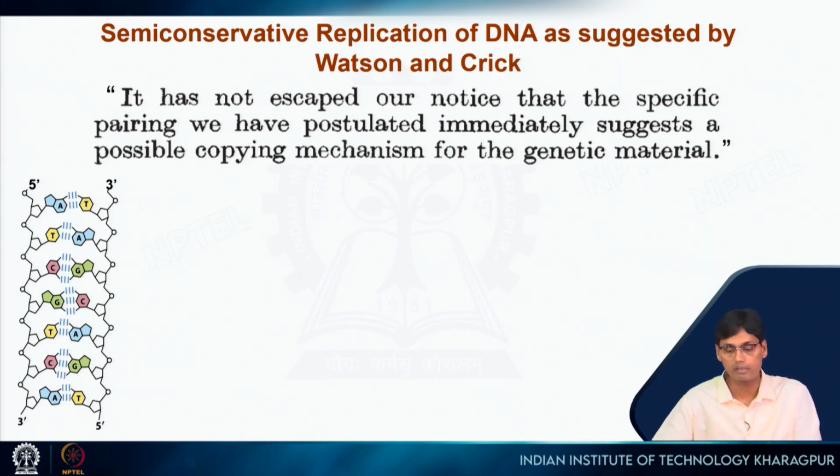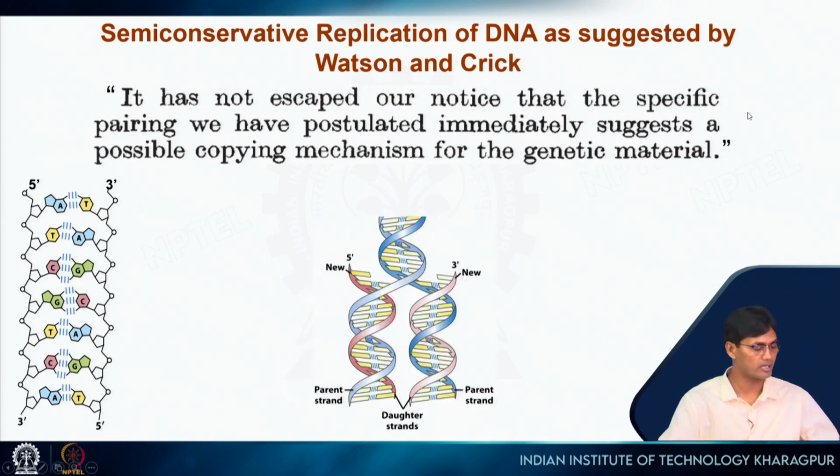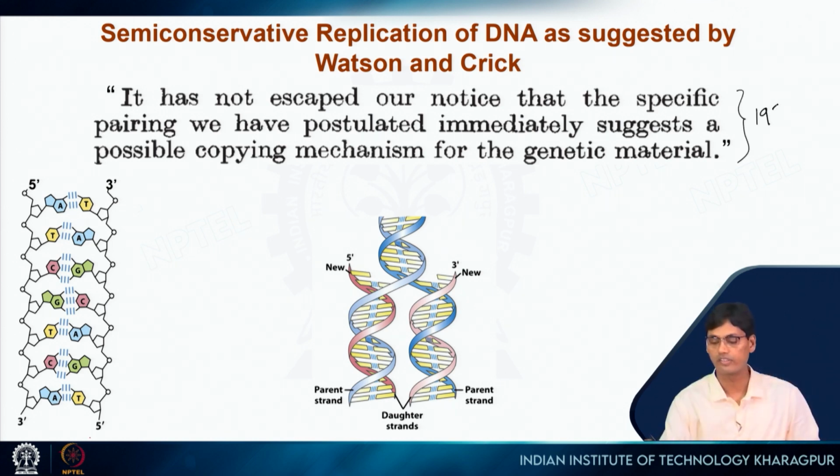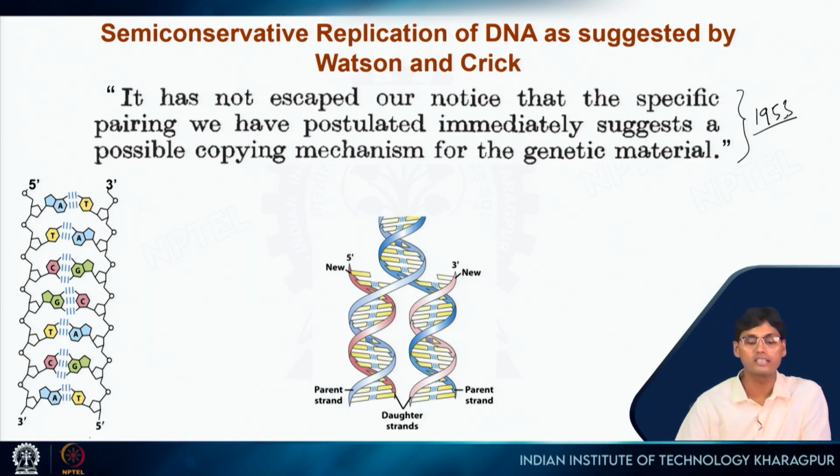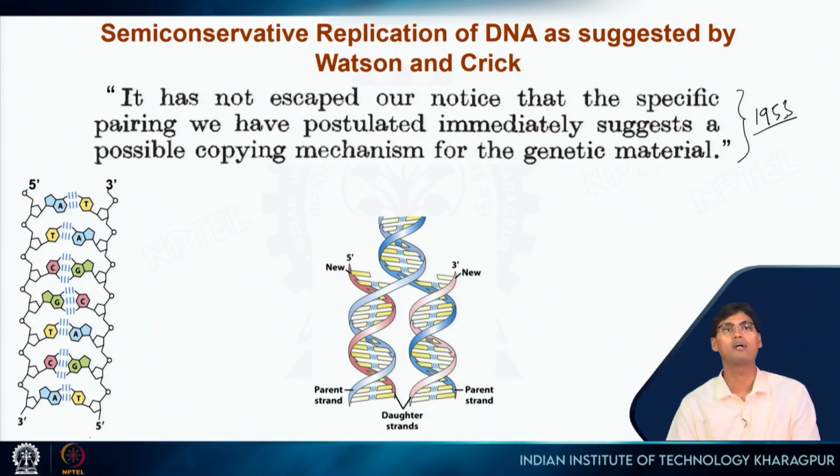In this paper, which Watson and Crick published in Nature in 1953, at the end they mentioned that it has not escaped our notice that the specific pairing we have postulated immediately suggests a possible copying mechanism for the genetic material. This is very important, because before that, how this information goes to the next level was not known.